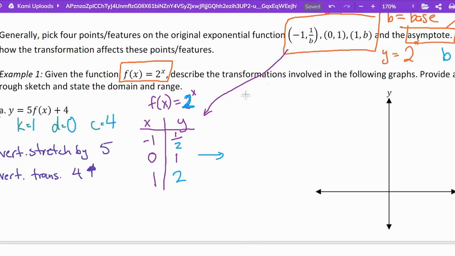So our transformed function has the mapping notation of 5 f of x plus 4. Let's have you practice writing the mapping notation. So what is the x going to look like? Well, that's not changing. How do we find the y? Right, it's going to be 5 times y plus 4.